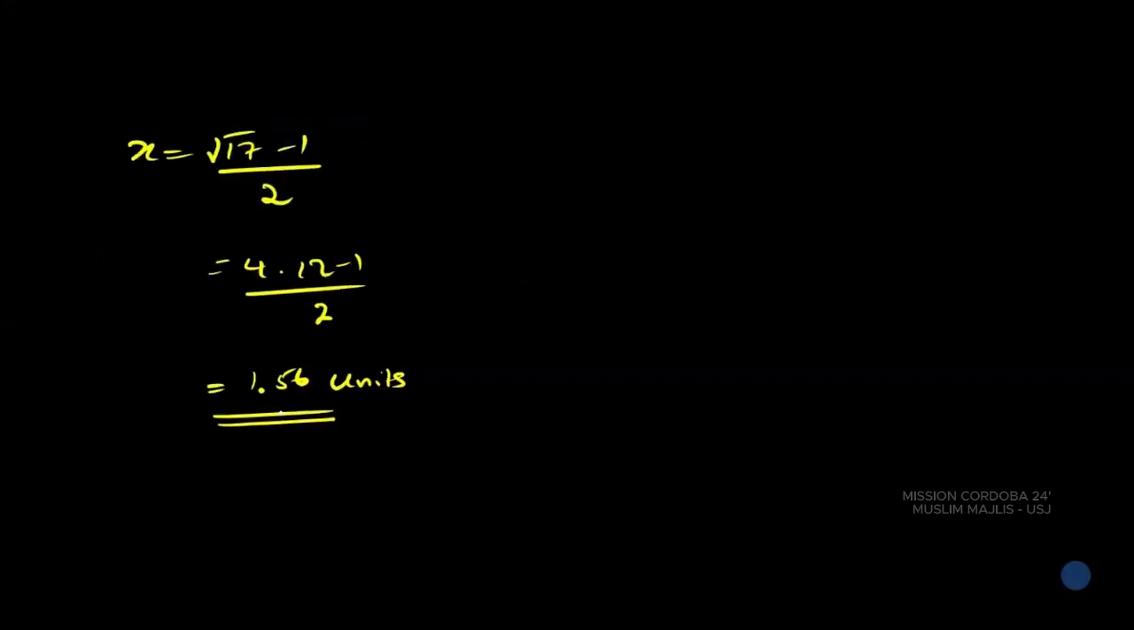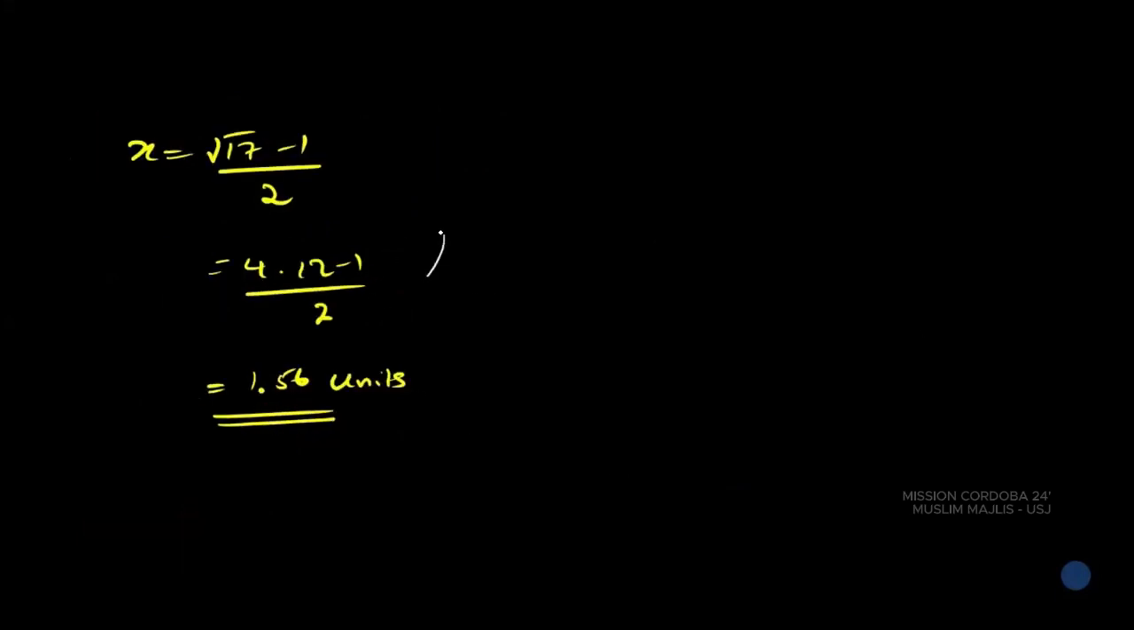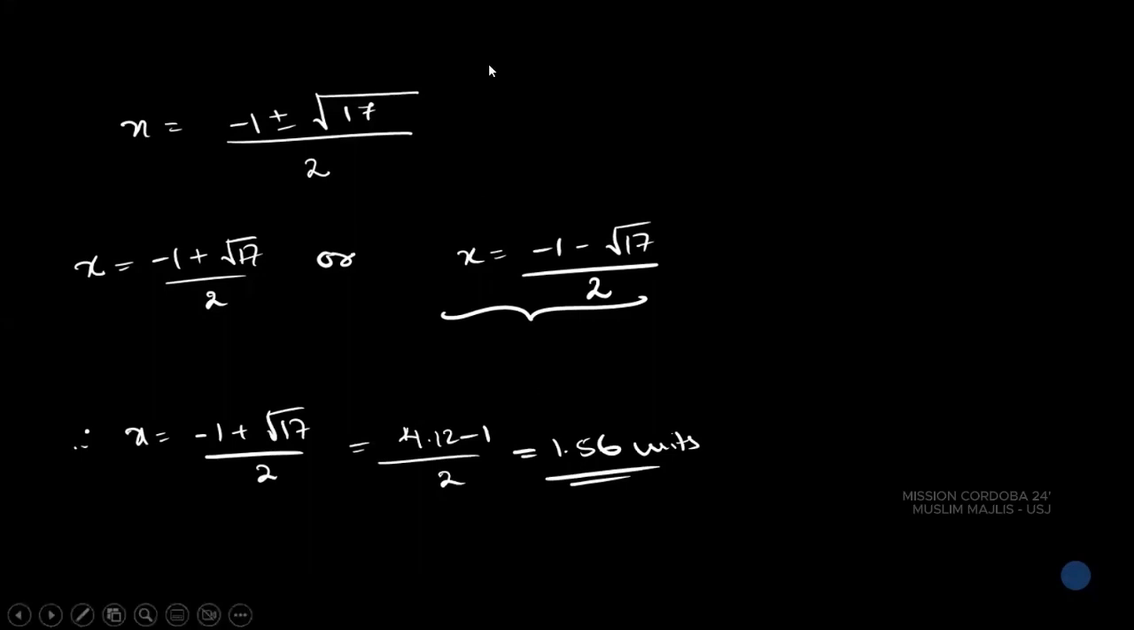Now, Putha, you can substitute the value of square root of 17 and do the simplification like this. Okay, so I'm going to do that. -1 plus square root of 17. Square root of 17 is equal to 4.12, minus 1, over 2. If you simplify this, you get 1.56 units. If it is in centimeters, you have to write centimeters. Okay, so I solved the question using both the completing the square method and this method.